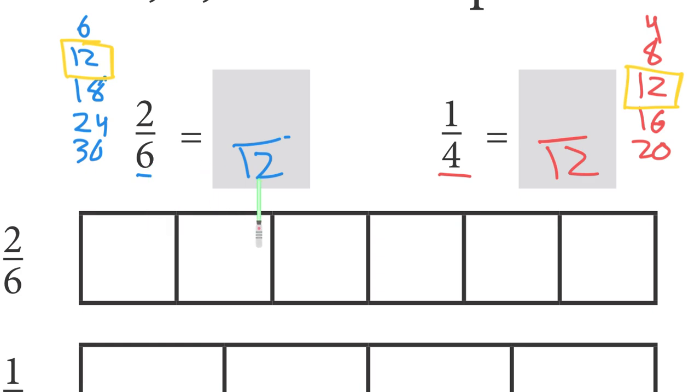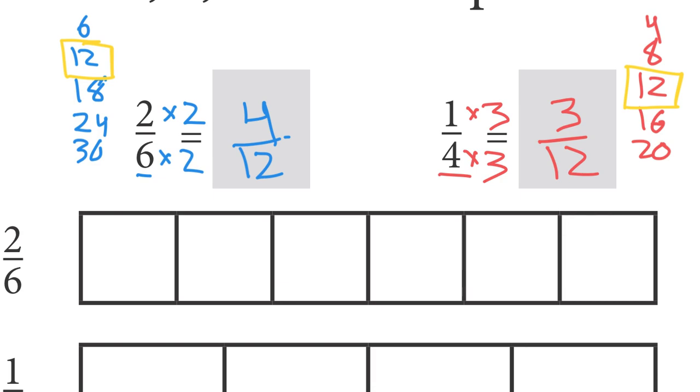How do you turn 6 into 12? Well, I would take it times 2. And if I did that, I would have to take the top number times 2, which gives me a 4. On the other side, how do I turn 4 into 12? Well, I need to take it times 3. And if I do that to the bottom number, I have to do it to the top number, which gives me a 3. Okay? We now have fraction equivalents because 2/6 is the same as 4/12. And I have a fraction equivalent over here. 1/4 is the same as 3/12.